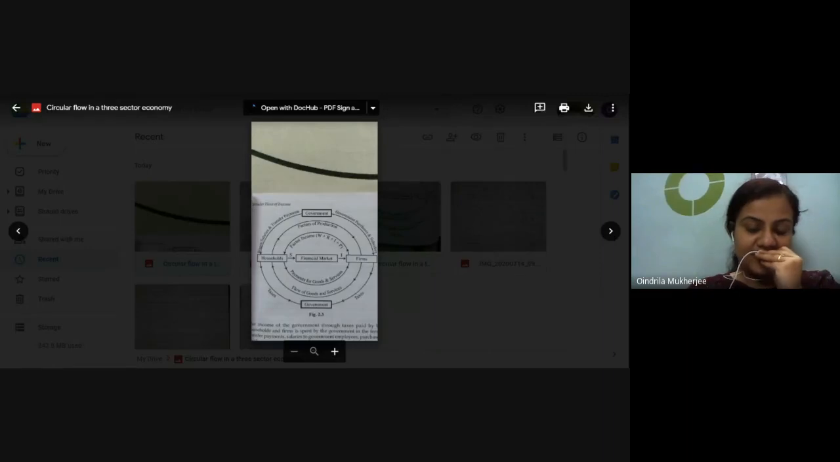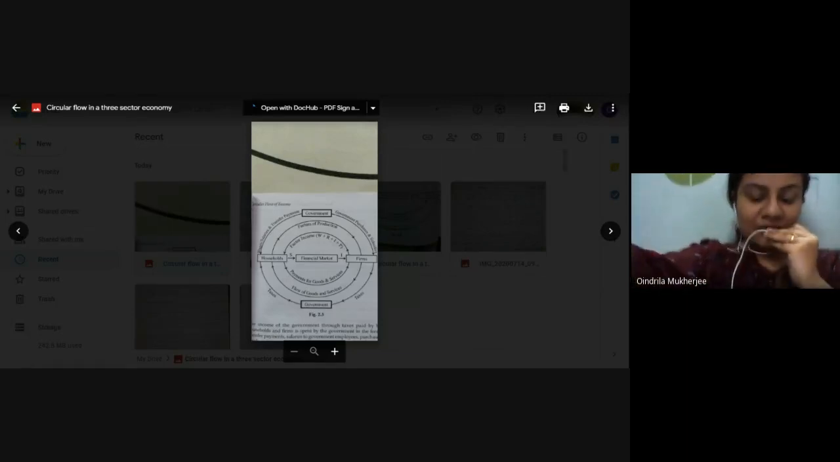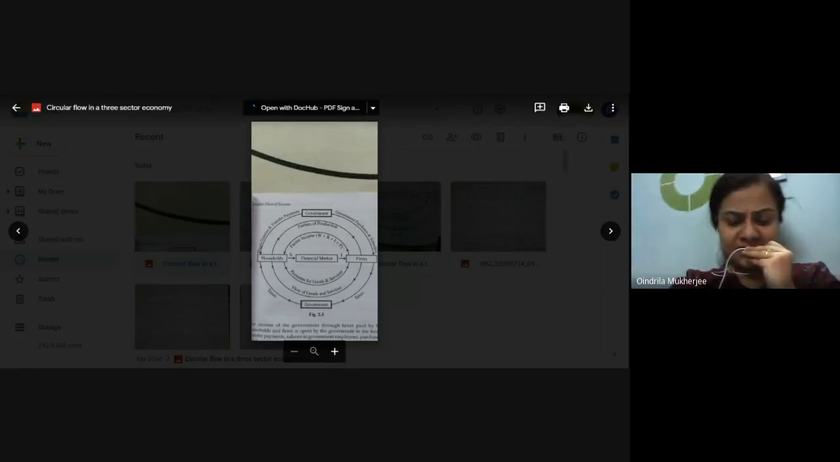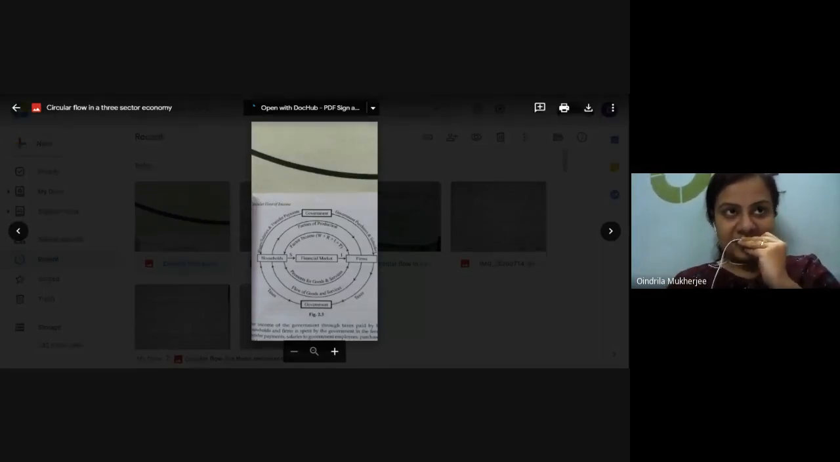Now here we can see there is an involvement of a third sector. Which is the third sector? That third sector is the government. So we have three sectors over here: households, firms, and the government. Now I will tell you how the government's involvement occurs here. We all pay taxes to the government.